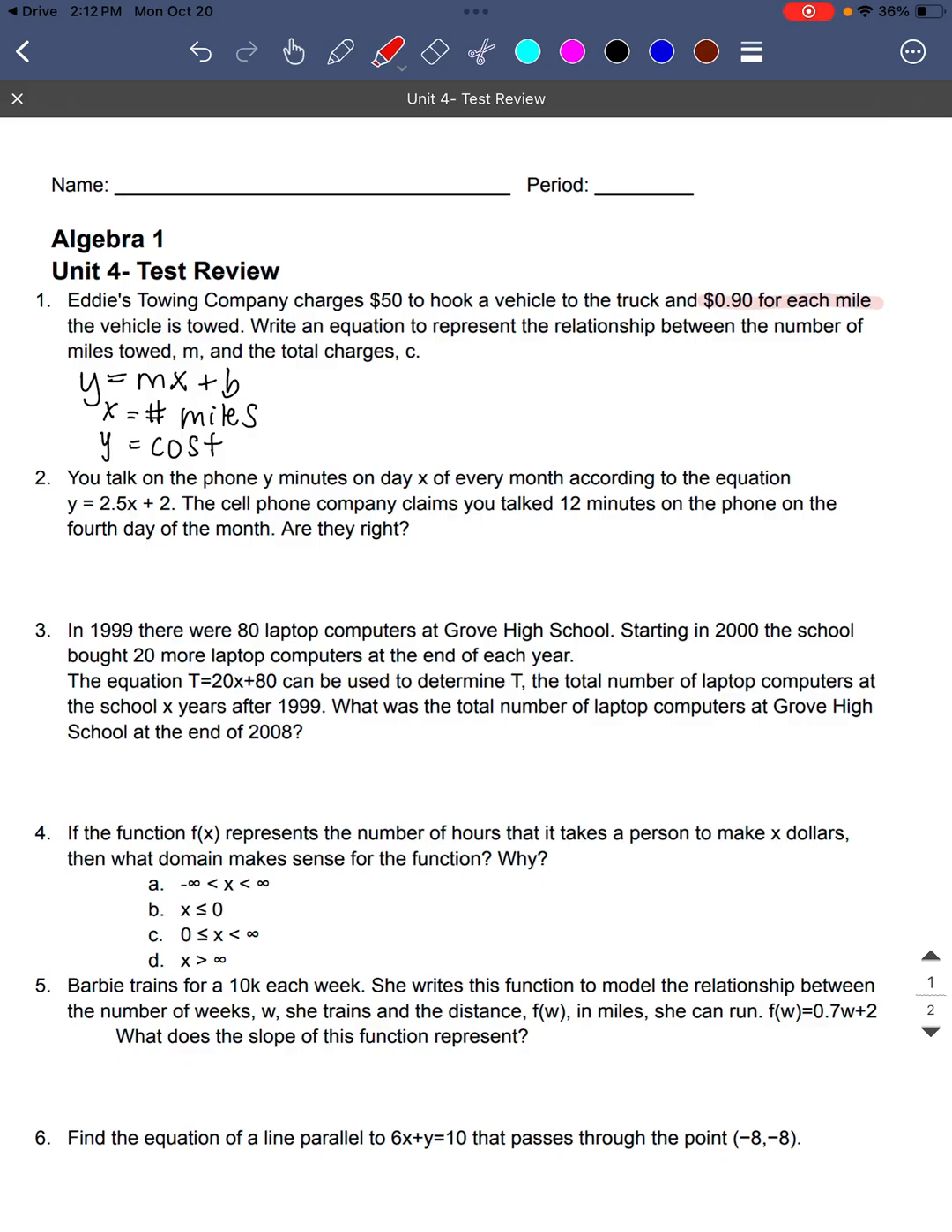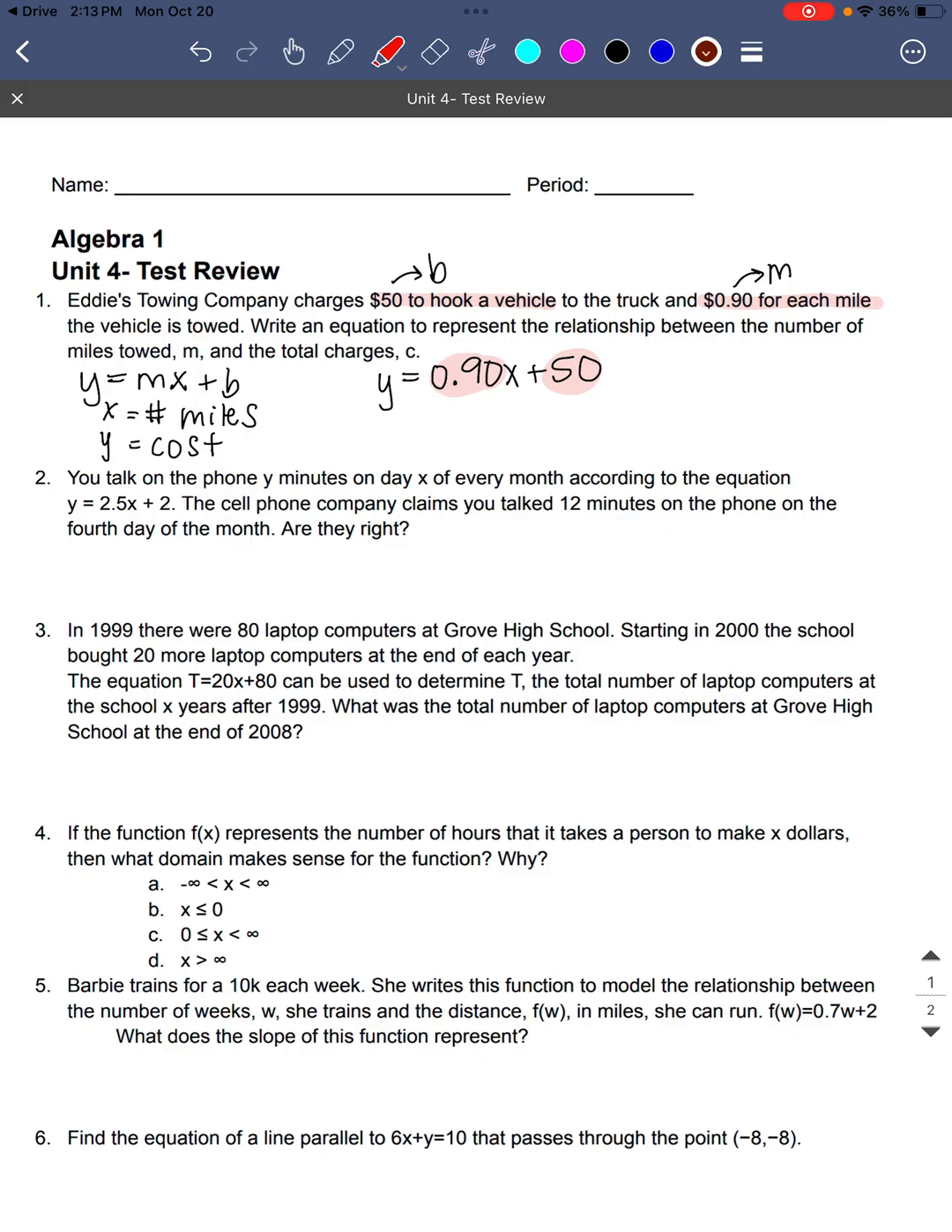So I have 90 cents for each mile, and I have $50 just to hook a vehicle. My slope always has the word per next to it. So this 90 cents, that's my slope. And this $50, that's the beginning amount. So even if we go 0 miles, they're going to charge me $50 just to hook up my vehicle. So my equation is going to be y equals 0.90x plus 50. I have my slope next to my x, and I have my y-intercept.